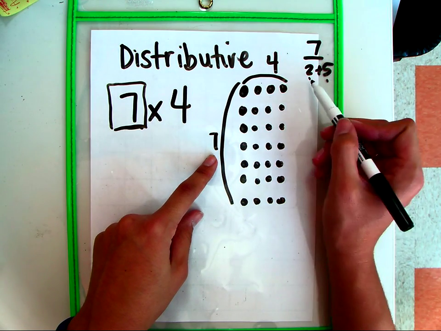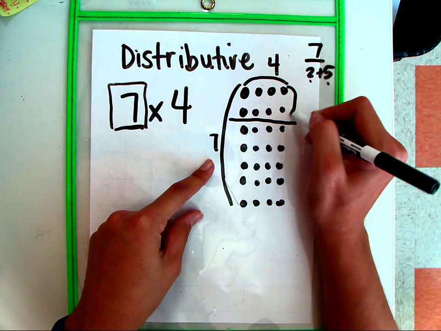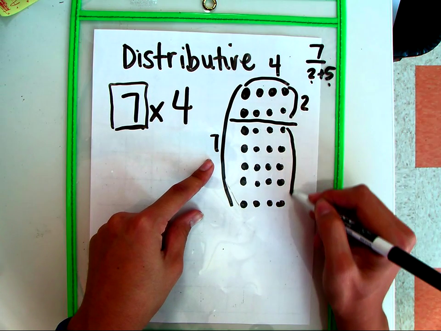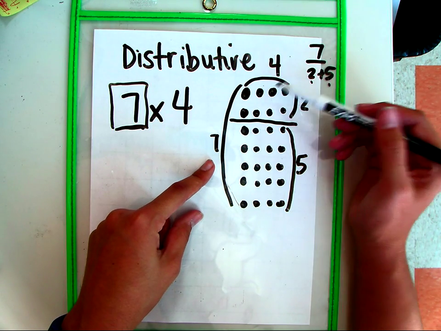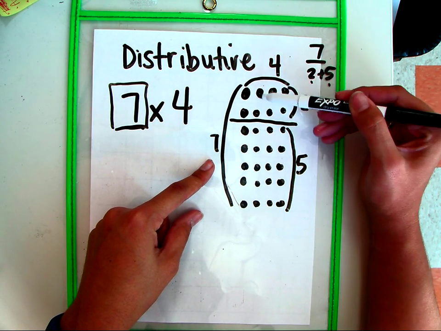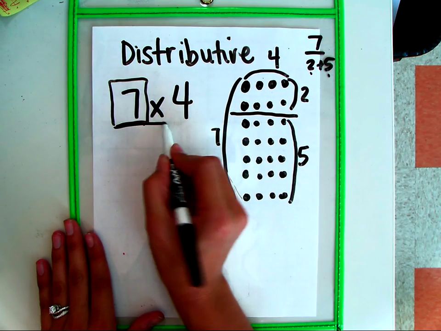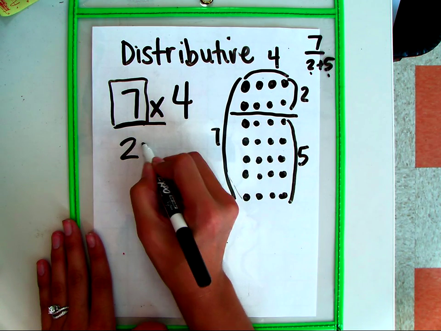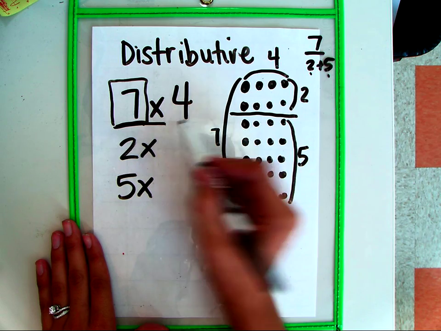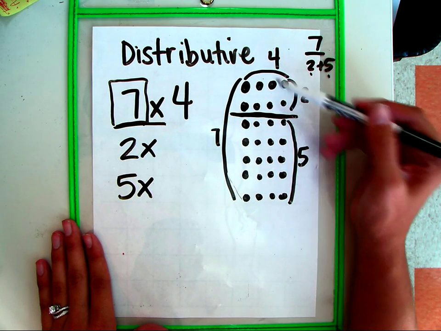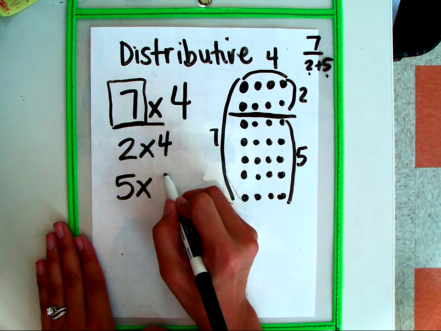So I'm going to break my 7 rows into 2 rows, and this would be 5 rows. So I no longer have one big array. I have one smaller array on top and a smaller array on the bottom. This 7 got broken into 2 times and 5 times. The other factor 4 is not changing because I only broke the rows up. I did not break any columns up. 2 times 4 and 5 times 4.